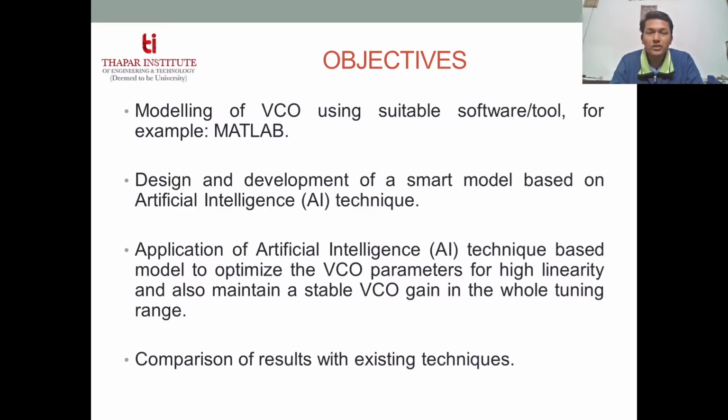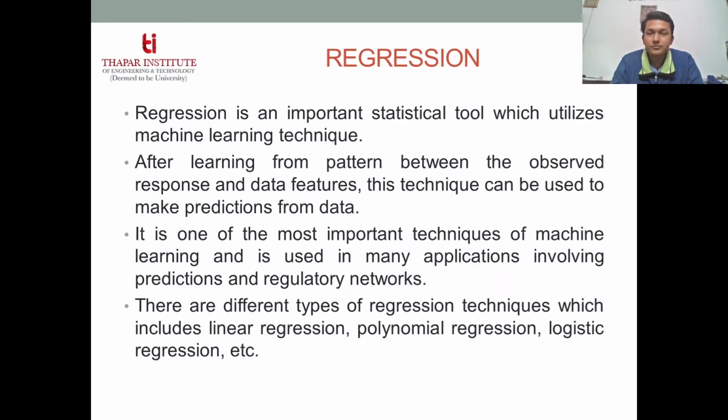So now let's look at the objectives of our project, which includes the modeling of VCO using some desired software, which includes MATLAB or Simulink. And we have to develop and design the AI based technique model and its application for optimizing the VCO parameters for high linearity and maintaining a stable gain.